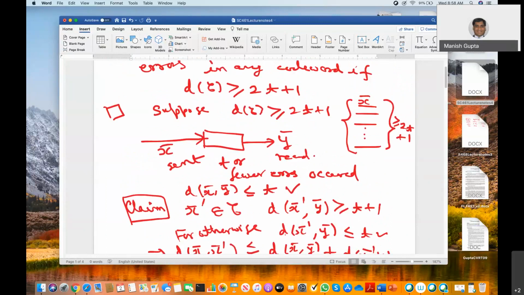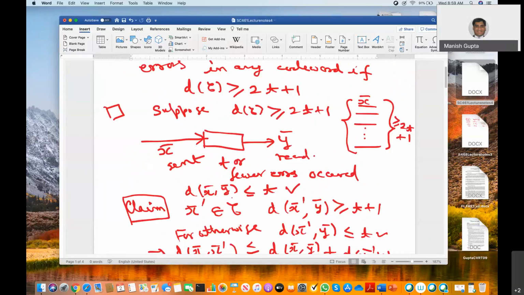So that means the distance between any other code word X prime and the received vector Y is at least T plus 1. Since the distance between the received vector Y and any other code word other than X is more than T, we can say that X is the actual code word that was sent, and this is how we decode the code word.